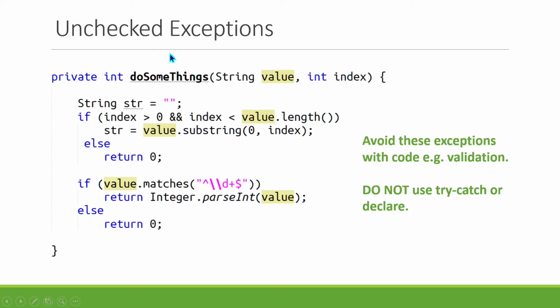So with unchecked exceptions, what you're really supposed to do, you're not supposed to use a try-catch. The reason why is because try-catch blocks are not very efficient. They require a lot of resources. They're very resource heavy. With checked exceptions, they affect the user's experience. They affect the program's ability to do its job.